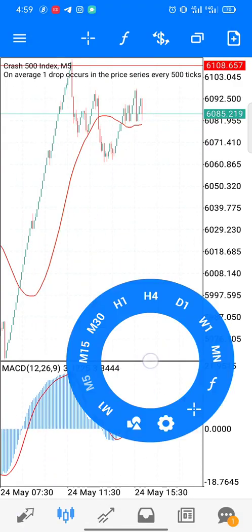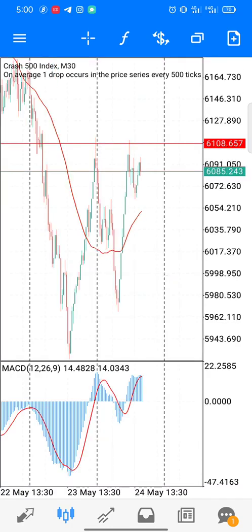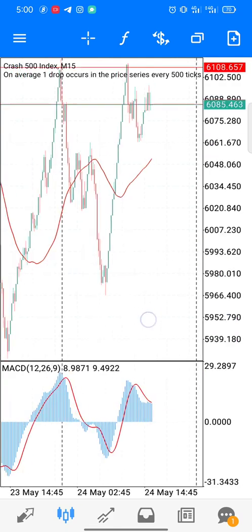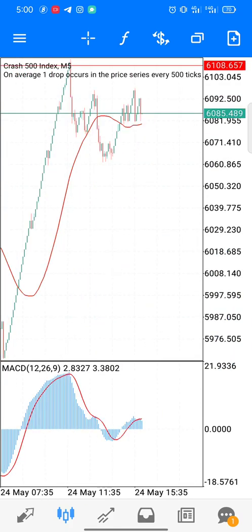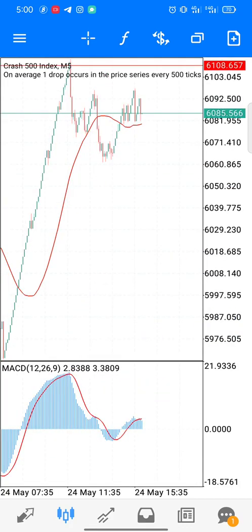So let's see Crash 500 Index from the 1 hour time frame. I can see it's gonna return back to the downside. Then on the 30 minute time frame, you can see the reaction. Price is trying to break through this previous resistance level, you see that, guys, goes to the top side, and then comes back for a retest to the downside. So I'm gonna sell Crash 500 Index. This is the trade I'm gonna be taking. Crash 500 Index, selling it right now.